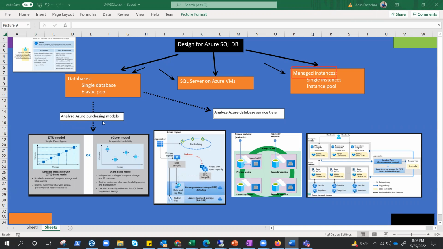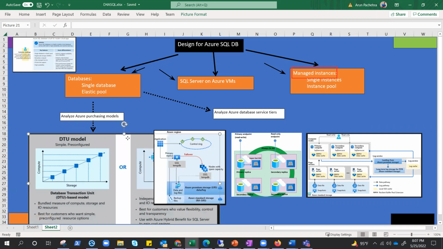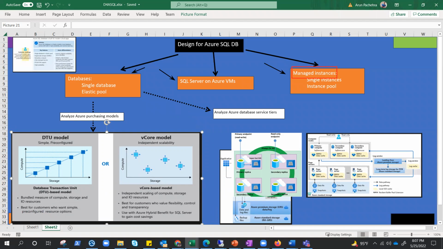Now, it's time to analyze your purchasing model. So we got two purchasing models here. Let me expand this. Azure SQL DB has two purchasing models, as you can see here in the snippet, again from Microsoft. One is the DTU model, which is the old or legacy one, and another one is the vCore model. Well, vCore stands for virtual cores and lets you choose the number of vCores, which gives you greater control over the compute and storage resources that you create and pay for.